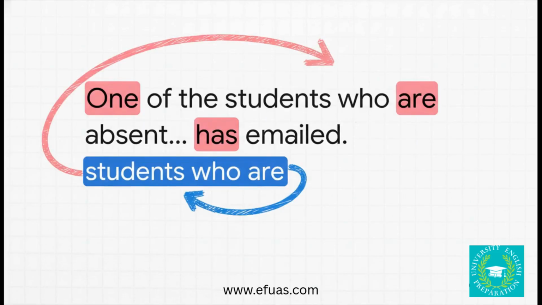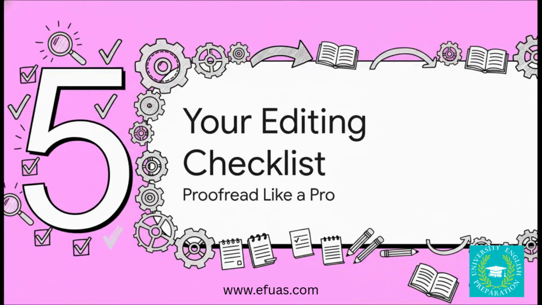But let's break down what's really going on here. The word who actually refers back to students, and since students is plural, the verb that goes with it has to be plural, are. But the main subject of the whole sentence is still one, and one is singular, so it gets a singular verb, has. So you actually have two little engines running in this sentence. One, has, and students who are. Okay, that was a lot of info.